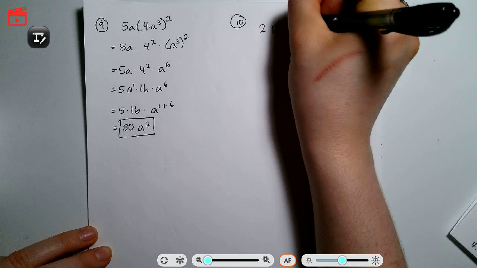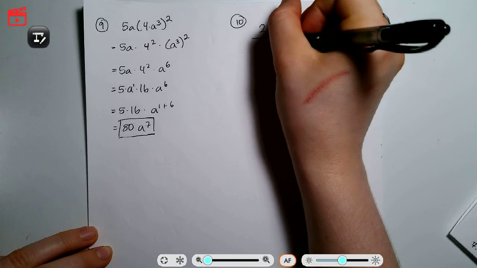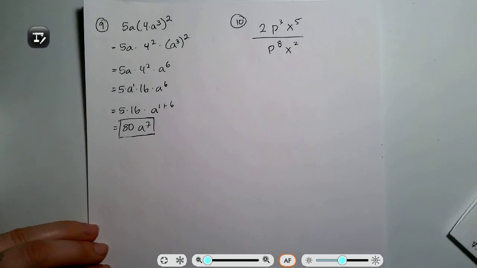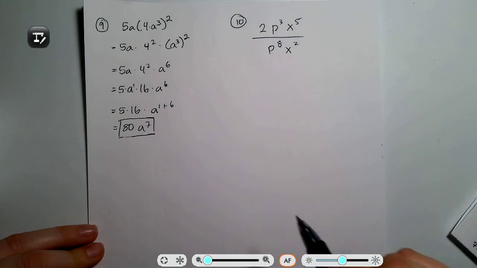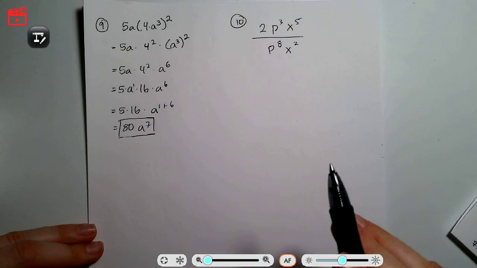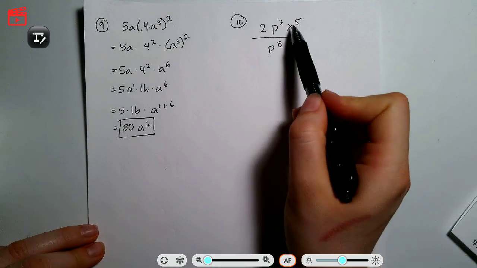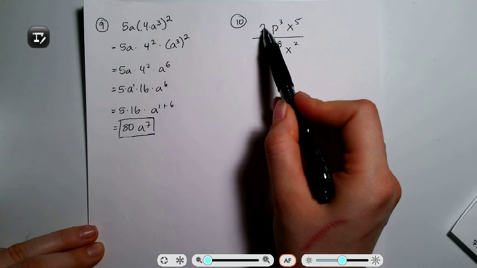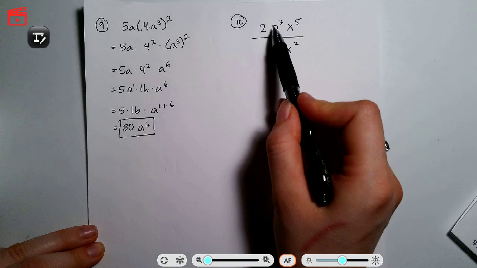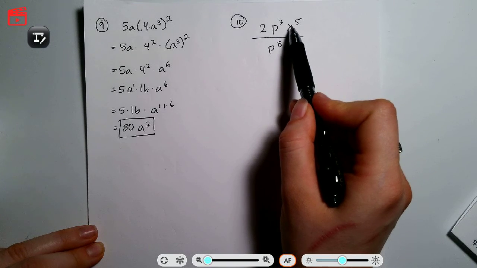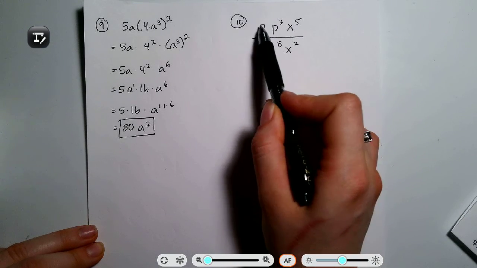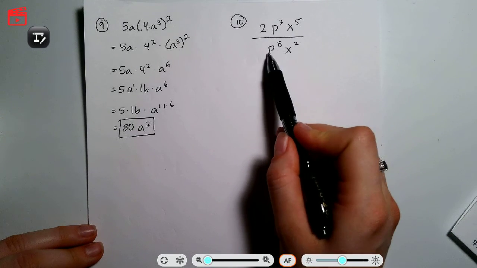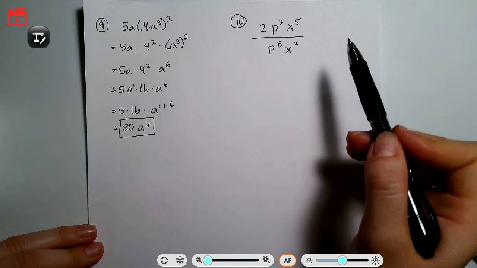2p cubed x to the 5th divided by p to the 8th times x squared. Ooh, this one's got division now. So let's see. First, before I do the division, I'd like to see if I can simplify anything on the top or the bottom. Are any of these like terms? Do any of them have the same base? That's a 2, a p, and an x. And there are no parentheses. So I can't actually do anything on the top. Can I do anything on the bottom? Well, the bases are also not the same either, so I can't do anything on the top or the bottom.